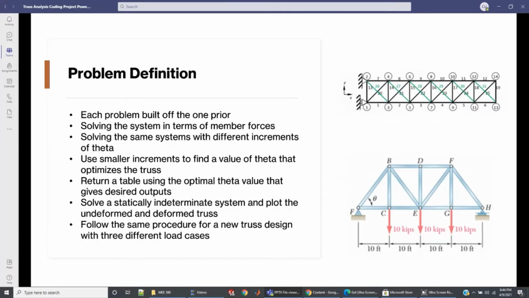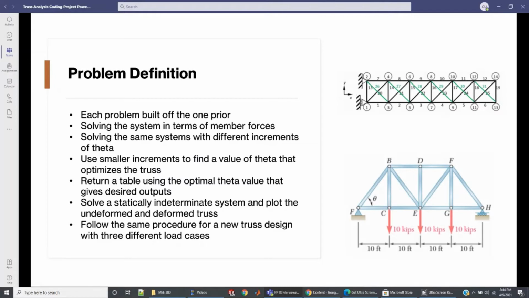Moving on, for this project, we had many different problems we had to solve. Each problem built off the prior one. So for example, what we did in part A would then be used in part B, and then what we found in part B would then be used for part C, etc. What we had to do is we were given a pseudocode, and we had to take that code and alter a text file, and we had to solve the system in terms of member forces.